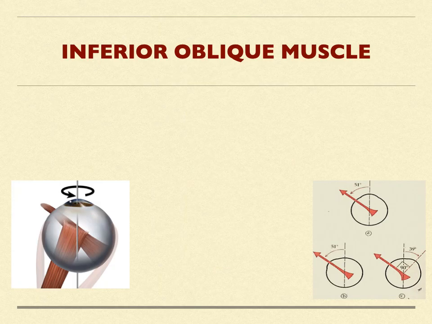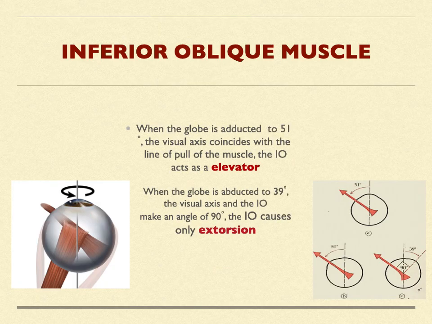Let's go to the inferior oblique muscle. It's the only muscle arising from the floor of the orbit. And when the globe is adducted, which means the eye looks nasally 51 degrees, the visual axis coincides with the orbital axis or the axis of the muscle. So the inferior oblique acts as an elevator. And again, the inferior oblique is called inferior, but it does not bring the globe inferior, it takes the globe up, so it's an elevator. And again, that is because it's inserted behind the equator.